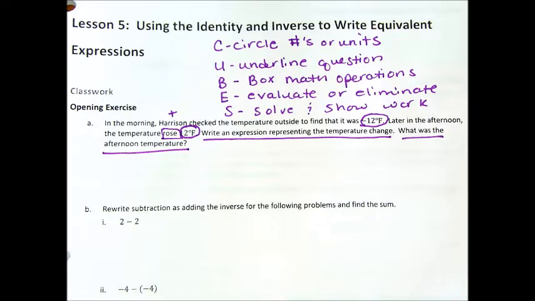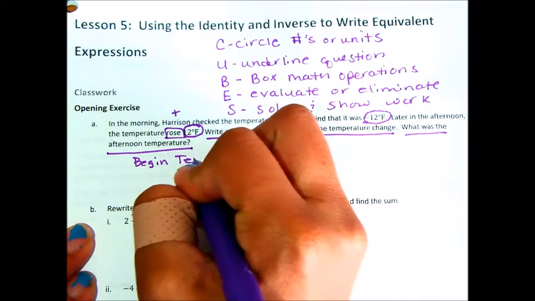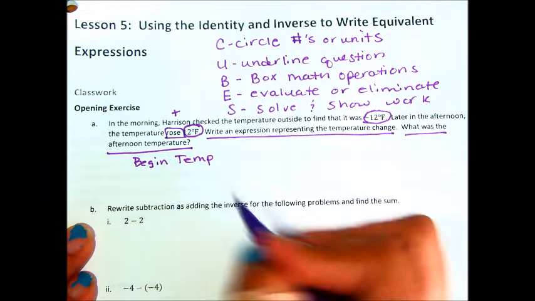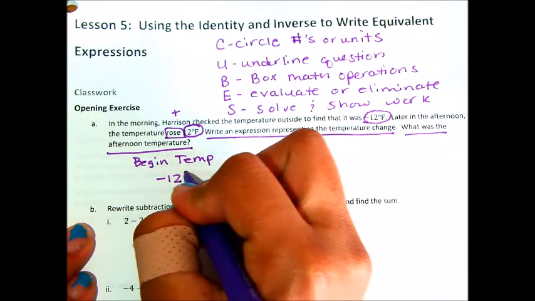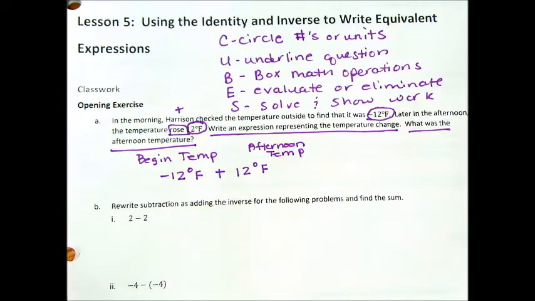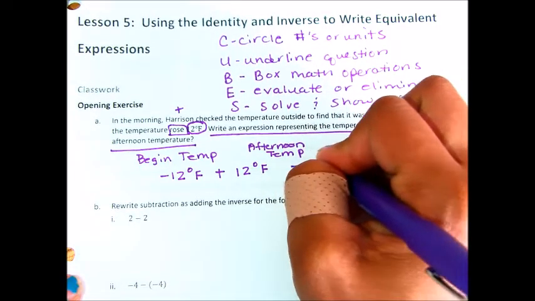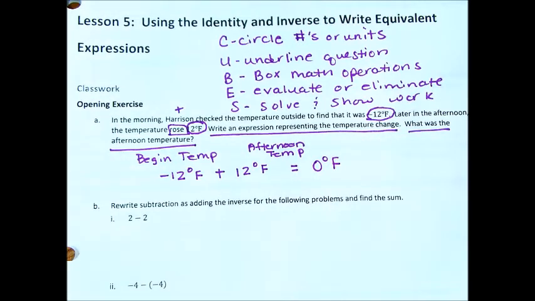Let's handle writing an expression to represent the temperature change. When I have my beginning temperature, my beginning temperature was that it was a negative 12 degrees Fahrenheit. And then it tells me in the afternoon that the temperature rose. Rose is going to be the operation of addition. Rose to be 12 degrees Fahrenheit. I'm using a number line or a calculator to add negative 12 and 12. What would my ending temperature be? And my afternoon temperature or my ending temperature would be 0 degrees Fahrenheit.